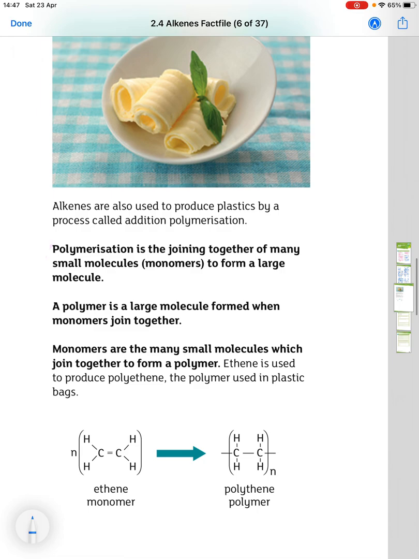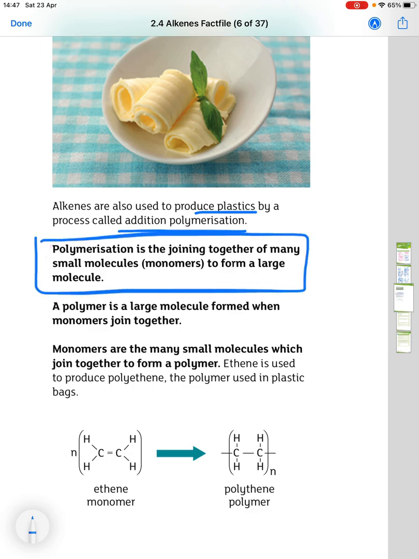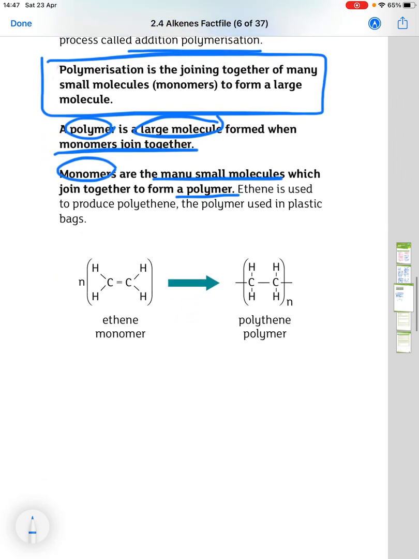So alkenes are also used to produce plastics by a process called addition polymerization. So polymerization is the joining together of many small molecules or monomers to form a large molecule. And a polymer is a large molecule formed when monomers join together. And monomers are many small molecules which join together to form a polymer. So ethene is used to produce polyethene, the polymer used in plastic bags. And we can write this as an equation.